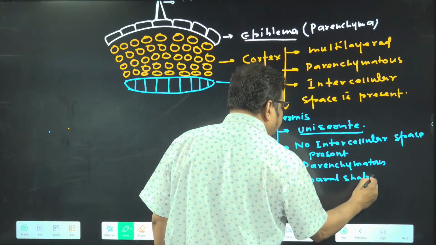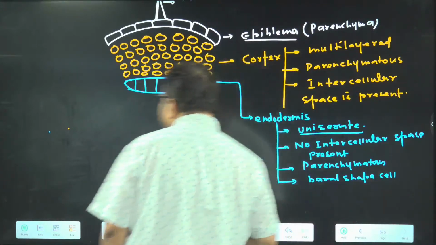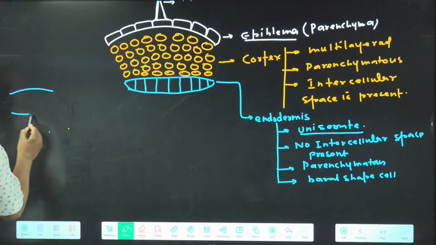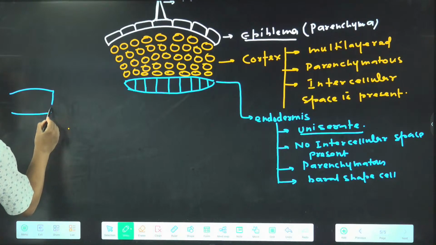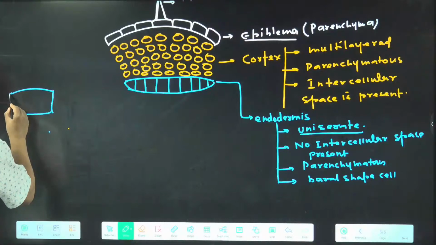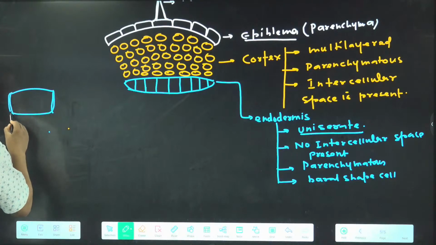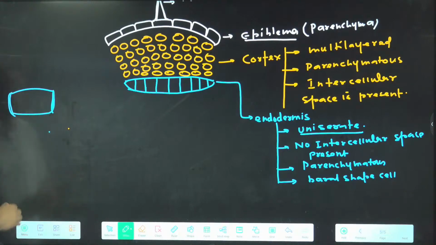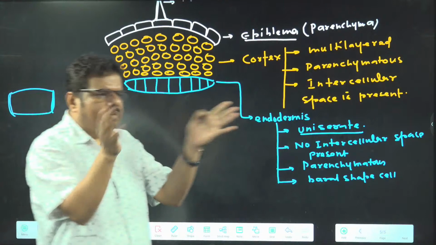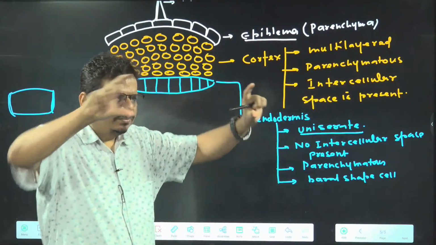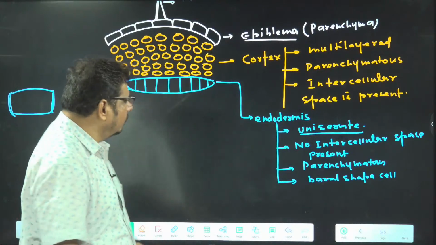Barrel shaped cell. Barrel shape, I am telling you how it looks. It is a barrel shape. It is which shape? Barrel shape. So that particular type of cells you are finding, it is barrel shaped cell. It looks like a dholak. You know dholak, right? It has which kind of shape? Barrel shape. Clear or not?